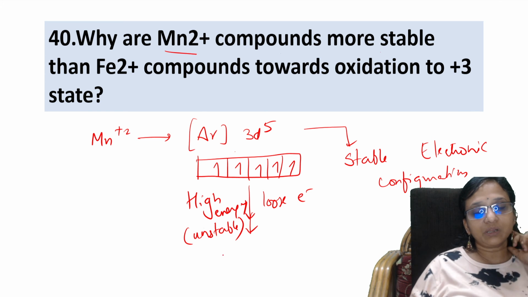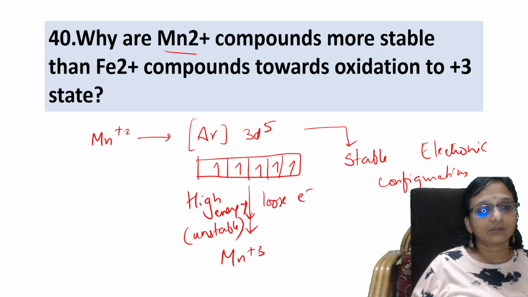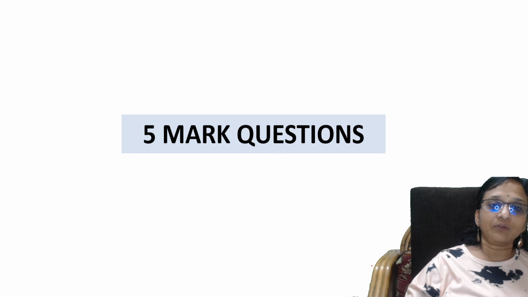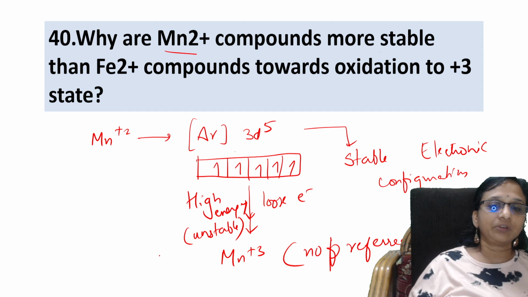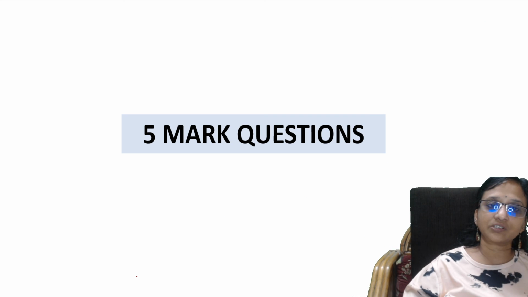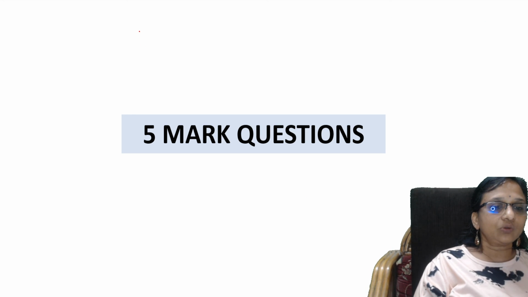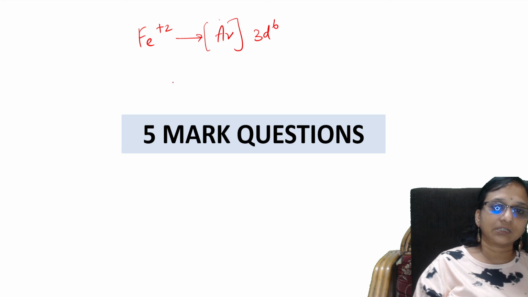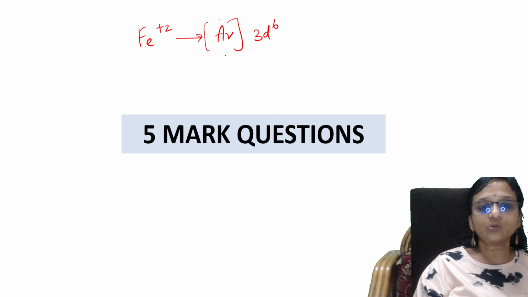So Mn plus 3 is not preferred. I can't take Mn plus 3 from here. Done. If I want to take Fe plus 2, can I write on the next page? Sorry for this. But when I took Fe plus 2, check. The configuration is argon 3d6. What will it do? It will lose one electron.